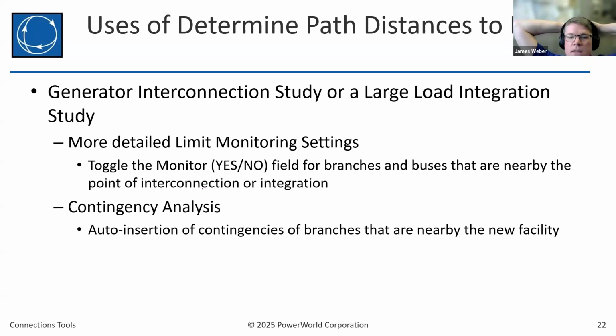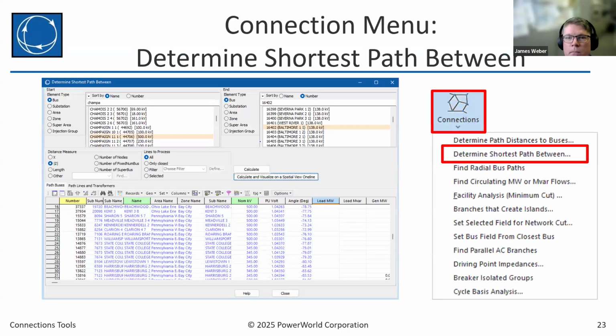Maybe I want to run contingency analysis and look at all the single line outages, but I don't want to do the whole case. I only want to do things within 12 nodes or something. Then using this is an easy way to do that. All right, another feature related to this is determine the shortest path between 2 points.